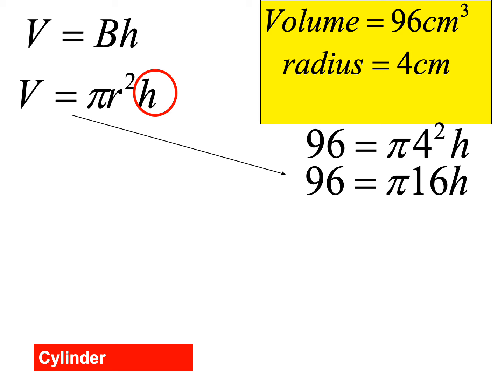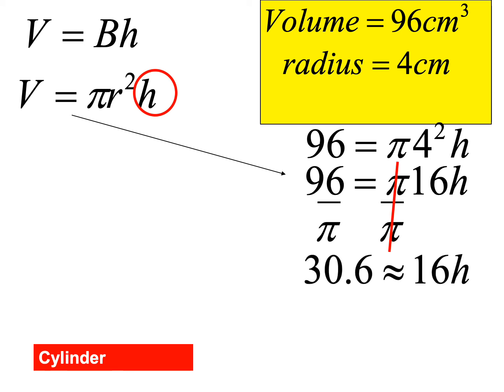And it doesn't matter which one you do first. I'll do the pi first. It works equally well doing the 16 first. So if we divide both sides by pi, because pi is attached to h by multiplication, we could also multiply 16 times 3.14 as well, and then divide by whatever that answer is. But I'm going to divide by pi first. So pi divided by pi cancels, and 96 divided by 3.14 is approximately 30.6.